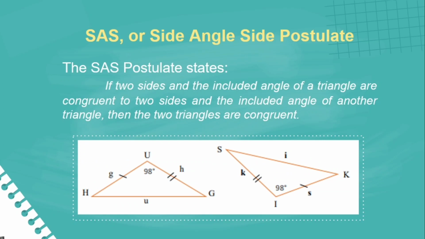So for instance, we have here two triangles. We have triangle HUG and triangle KNS. Each have one angle measuring 98 degrees, and the corresponding sides G and S are congruent, as well as the sides H and K. So a side and an included angle and a side on triangle HUG and on triangle KIS are congruent, so by SAS postulate, the two triangles are congruent.